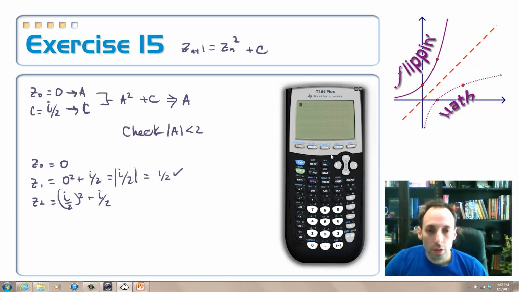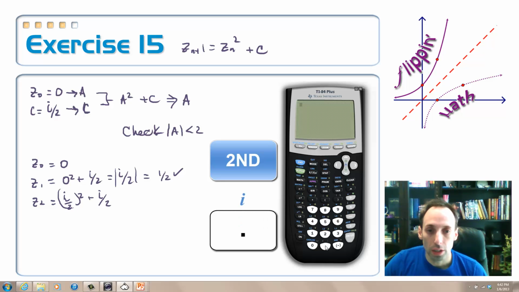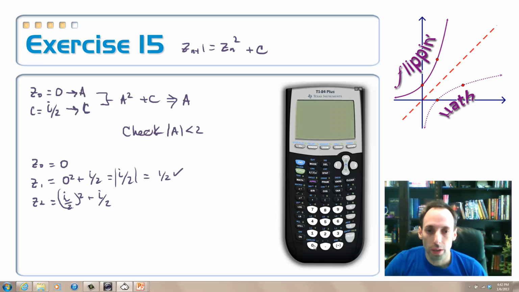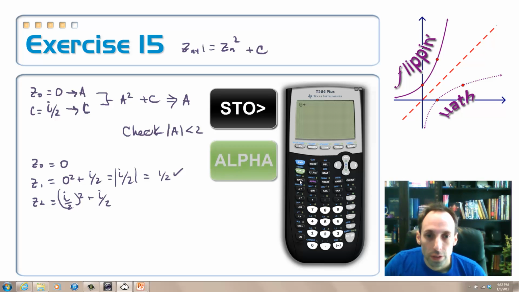Now if you look on your keypad, can you locate the i? The i is right up above the decimal key. Okay, so it's in blue, so I'll have to hit second. So remember, the first thing that I wanted to do is store 0 in as A. So let's type in my A. Store is right above on. It says STO with a little arrow. Store alpha A.